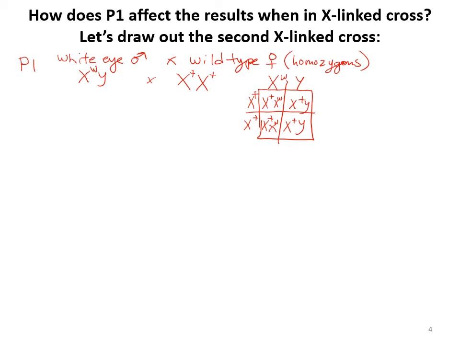Okay? I always feel like I'm Bob Ross when I'm narrating as I'm drawing out the Punnett squares. So, no happy little trees. Instead, we have happy little sex chromosomes.